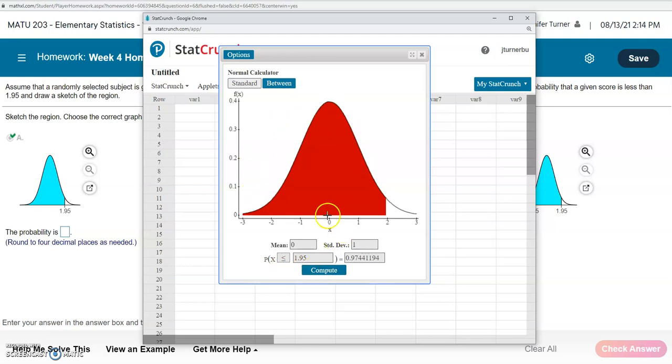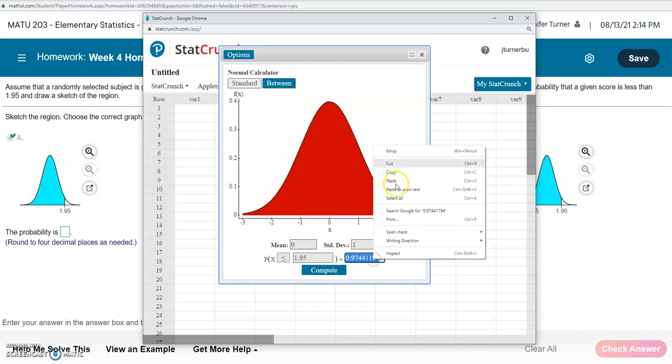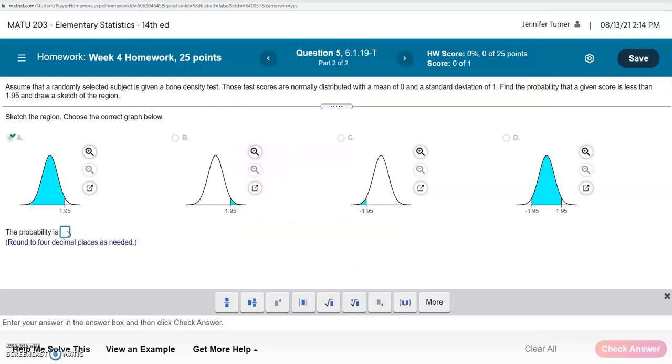And notice that we have basically the same type of picture that we have here in letter A. It doesn't matter about the colors or anything. So the probability, meaning the area of this shaded region, is given right here. So I can go ahead and copy this and paste it over here into my math lab. And we wanted to round to 4 decimal places. So 1, 2, 3, 4 would be this second 4 right here. I look one digit after to see how I need to round, and that 1 tells me to round down. So the probability associated with a bone density score being less than 1.95 is 0.9744.